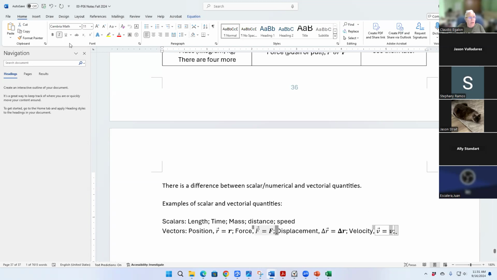What else? Then we have acceleration, which is also a vector, and can be an A with an arrow at the top or a bold-faced A. I prefer to use the notation with the arrow at the top, and most books prefer that notation also.